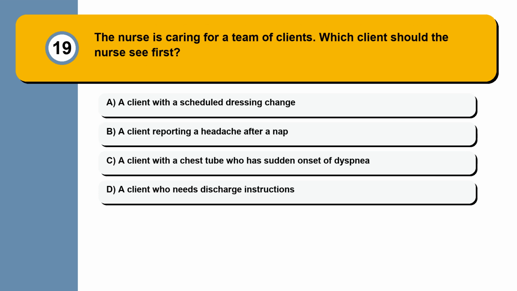Question 19. The nurse is caring for a team of clients. Which client should the nurse see first? A client with a scheduled dressing change. A client reporting a headache after a nap. A client with a chest tube who has sudden onset of dyspnea. A client who needs discharge instructions.